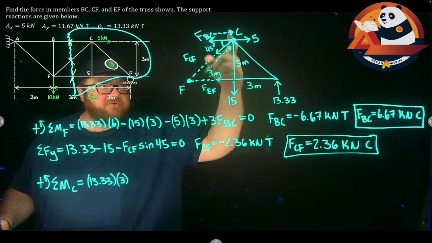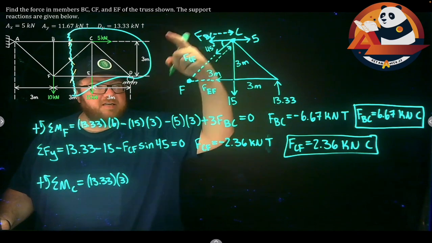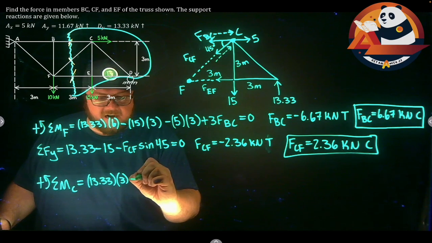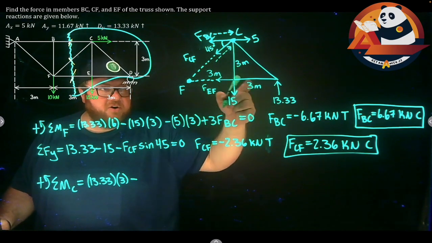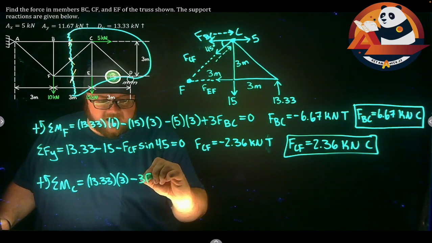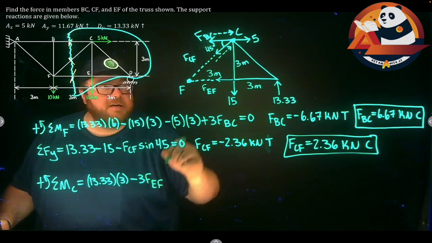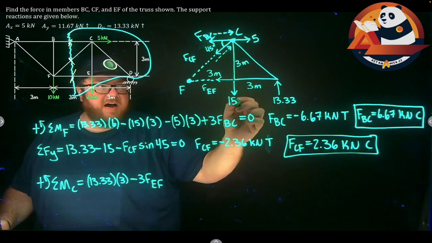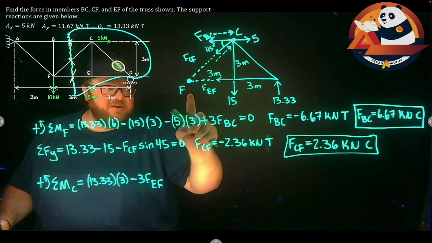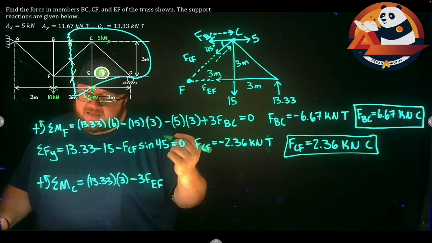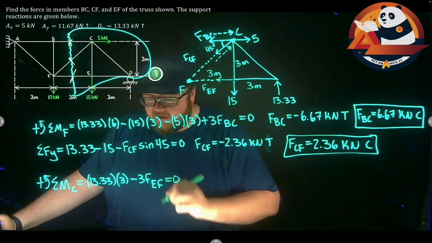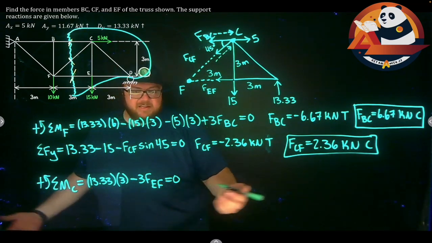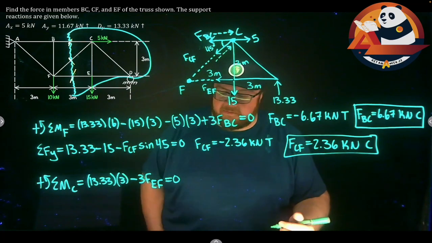My 15 would go through C. FEF would cause a clockwise rotation, so I subtract it off, minus my distance is 3, that vertical distance, minus 3 FEF. And then everything else is passing through C. FCF, FBC, 5, we already mentioned it, but this 15 down here, really there's only 2 things causing moment about C. This is going to get us to 0. And we should pretty easily be able to solve that one in our heads. The 3's are going to cancel. If we move FEF to the other side then, we just have FEF equals 13.33.